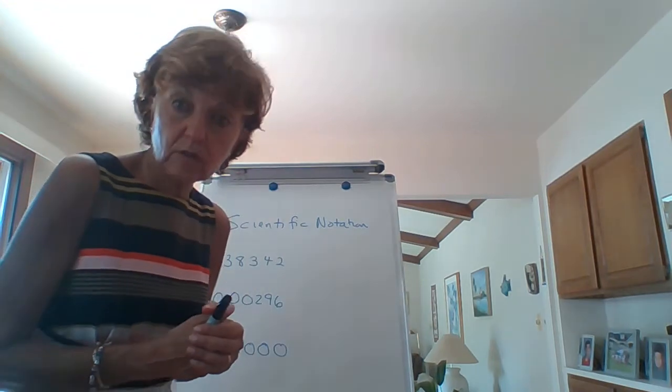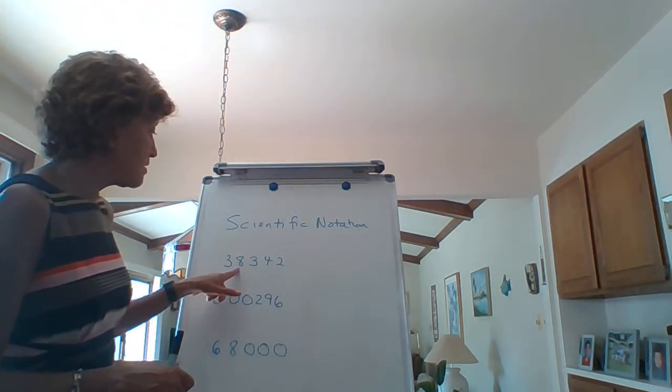The also very important thing about scientific notation is that you only show the significant digits. If something is not significant, you drop it in scientific notation. Okay, so let's go ahead and get started with some examples.